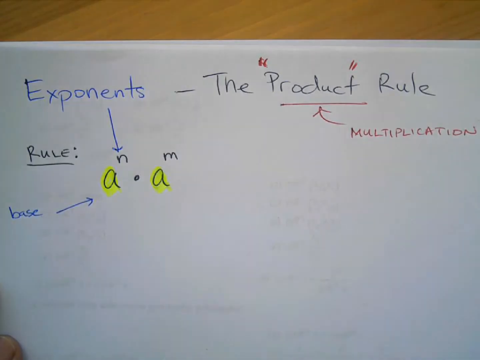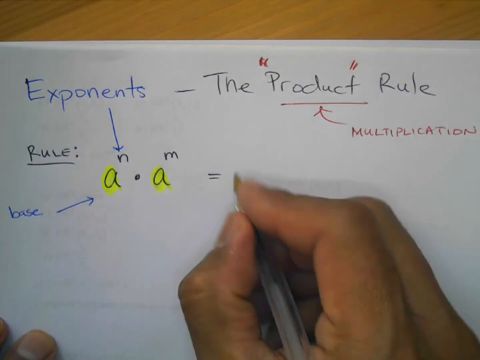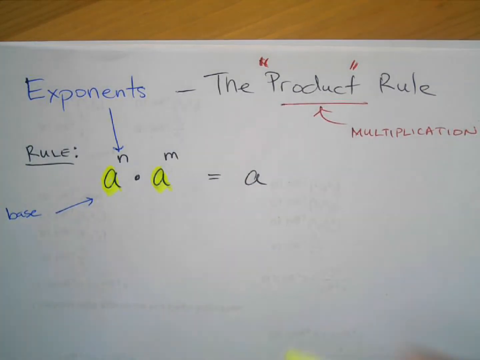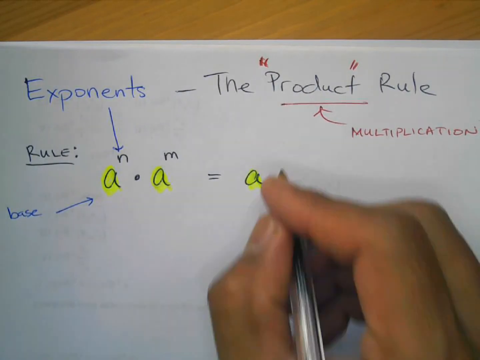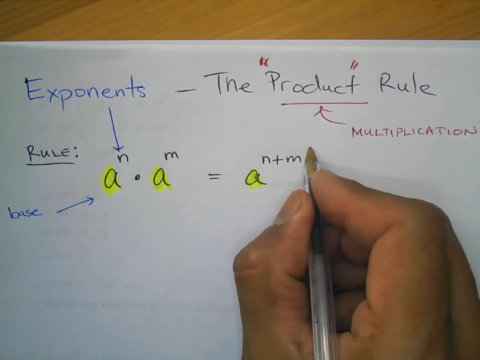Well, it says you don't multiply these. You keep it the same. And the exponents will be added. That's what the rule says. That's what's going on here.